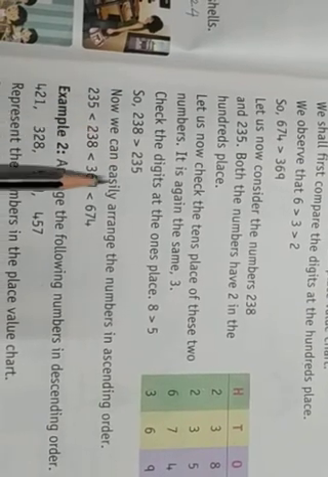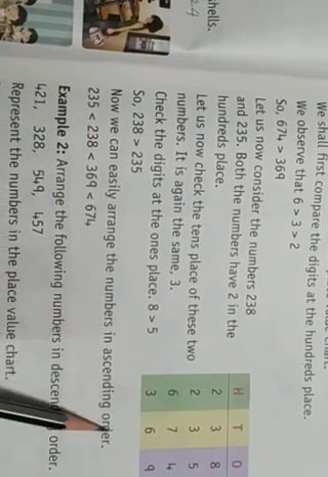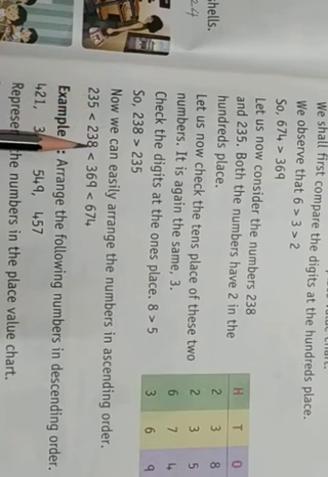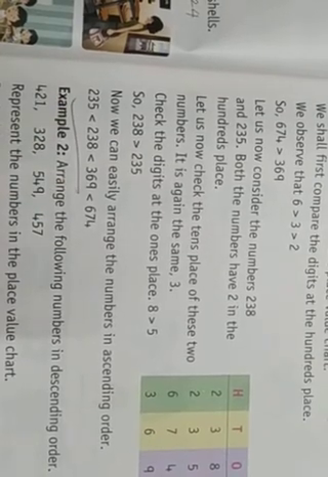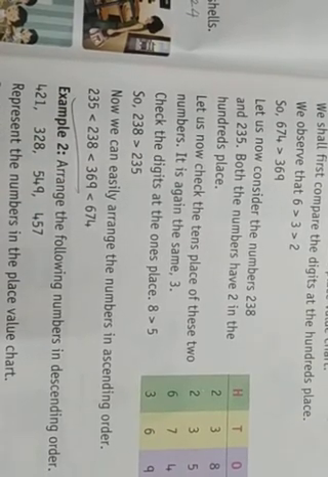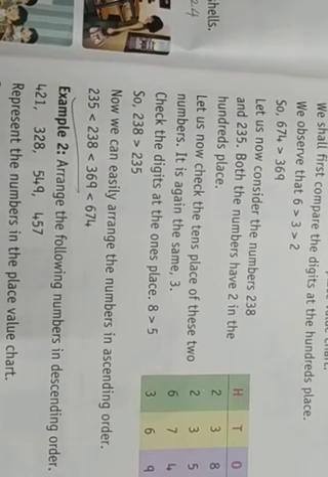Now we can easily arrange the numbers in ascending order. 235 is less than 238, 238 is less than 369, and 369 is less than 674. Clear? Any doubts? Okay. Now example 2.